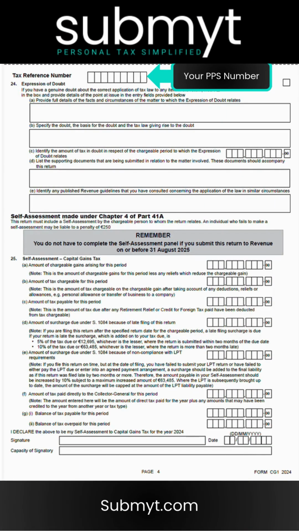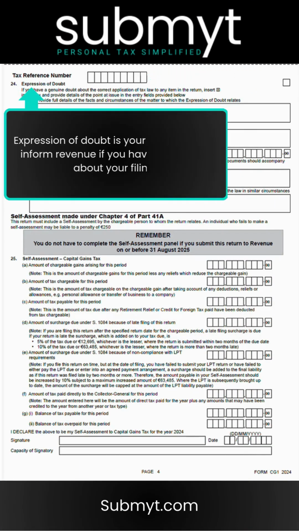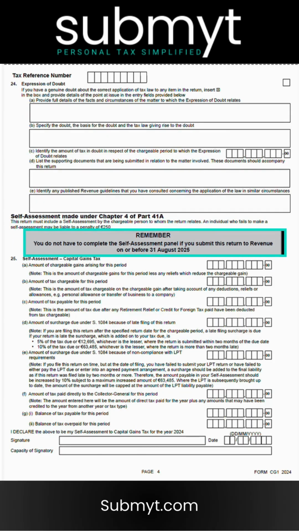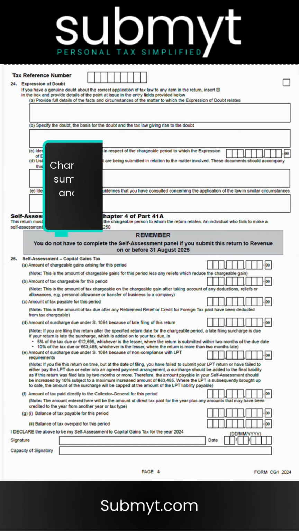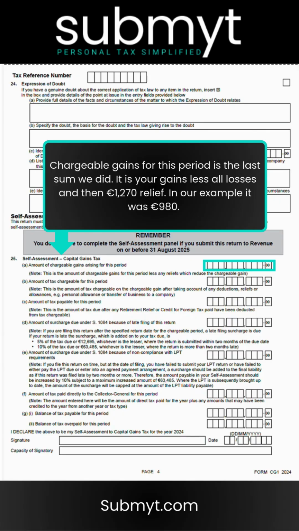Now onto our final page. So the next section is the expression of doubt section for 2024's filing. And this is your opportunity to tell Revenue if you have any doubts whatsoever about the numbers that you have entered into it. The next piece is the self-assessment section. We're just highlighting that it says you don't need to complete it if you file before August 31st, but we recommend you do. Chargeable gains for this period, the last one we did, so if you remember, it's minus everything, is €980 for us to enter here. So that's your reliefs, your losses, everything.